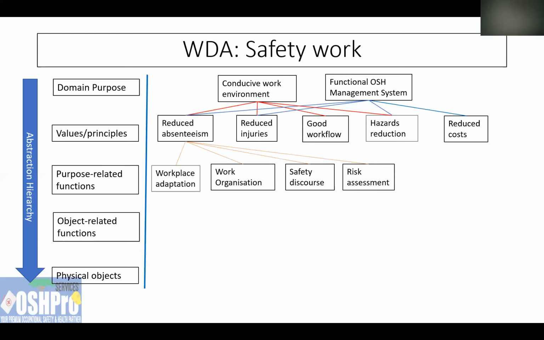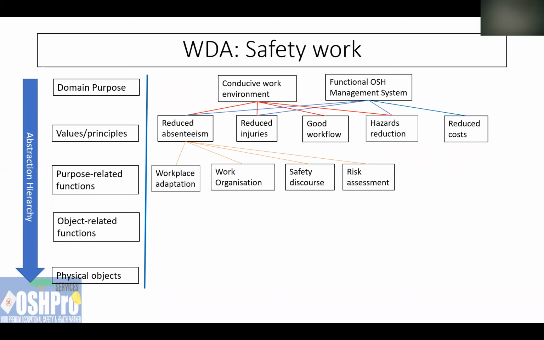So let's take reducing absenteeism. What do we have to have? What do we have to put in place to reduce absenteeism? We have to have workplace adaptation, so that people can come to the workplace and work. Pregnant women, for example: if we're working with chemicals and we have pregnant women, we don't expect them to work in the area where they are exposed to chemicals, or even not pregnant people, just normal men working with chemicals.